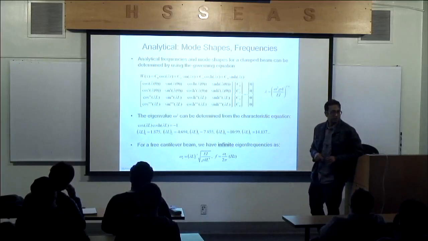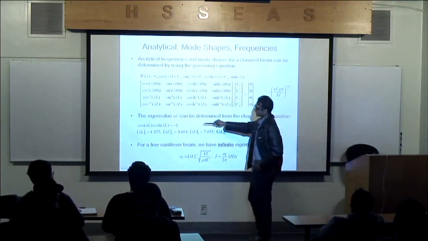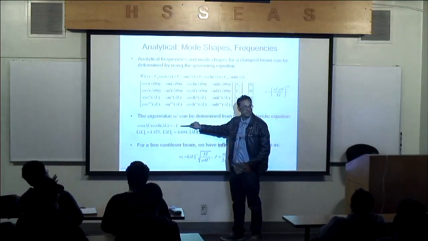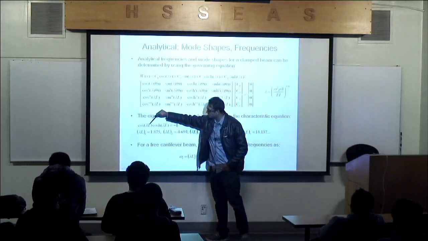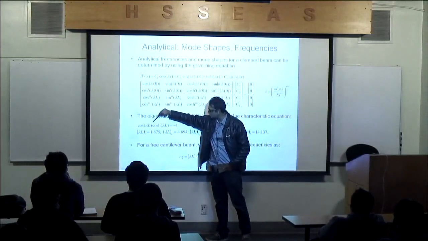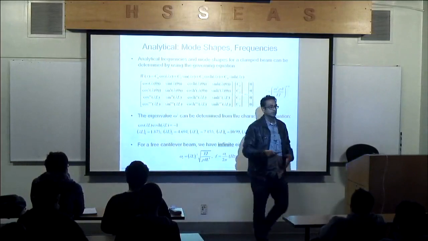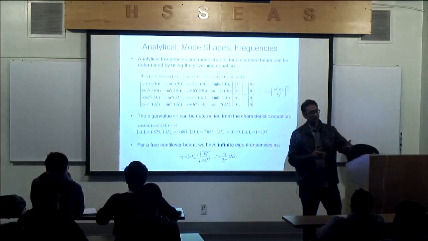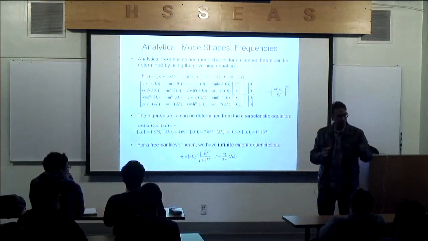So it's a continuous system, right? It's a continuous system, and that's my characteristic equation. And there happen to be combinations of lambda L that will make this equal to minus 1. And the number of them is infinite. There's an infinite number of them.